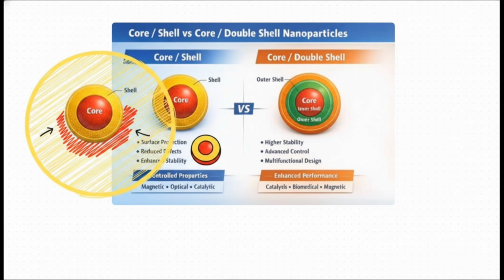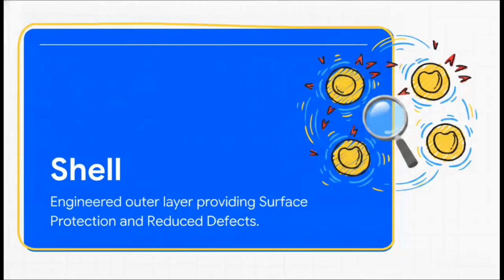Kind of reminds you of a layered gobstopper, right? That yellow shell is the crucial barrier sitting directly between the reactive red core and the outside environment. And this brilliantly illustrates the primary function of this standard model. That yellow shell isn't just there for aesthetics, it is a highly engineered outer layer. According to the data, its job is to provide direct surface protection, which inherently leads to reduced defects in the particle overall. By shielding the core, we're literally eliminating the structural flaws that pop up when the core is left exposed.